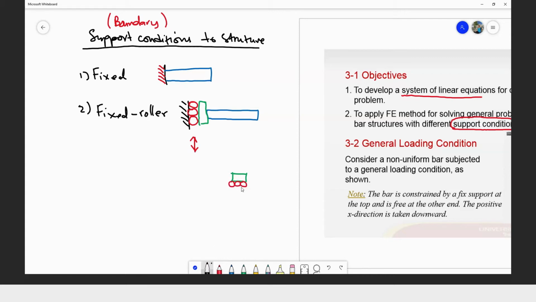So in this case, our structure can move to the right and to the left. Tapi dia tak boleh nak move up and down lah. Dia tak boleh rotate. And then number 3, okay, in terms of the support condition, we can have roller sahaja.